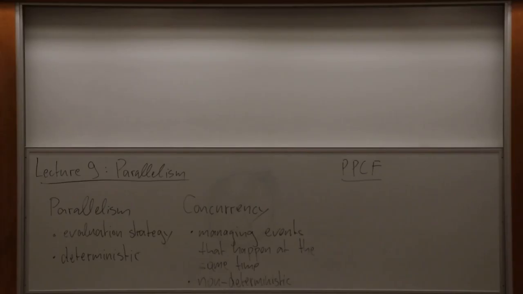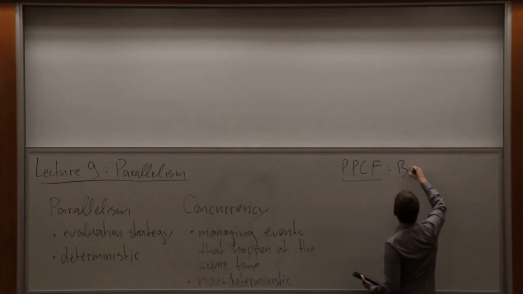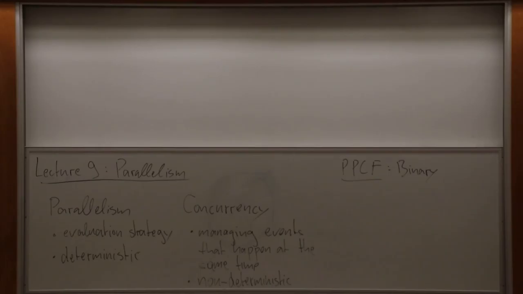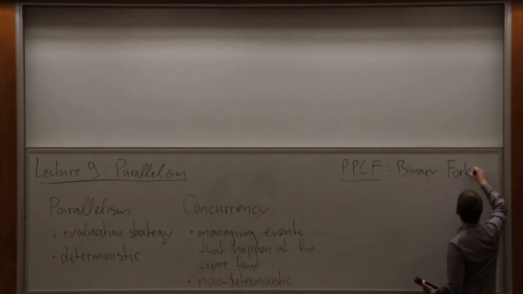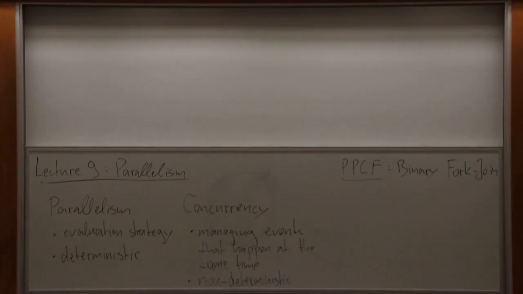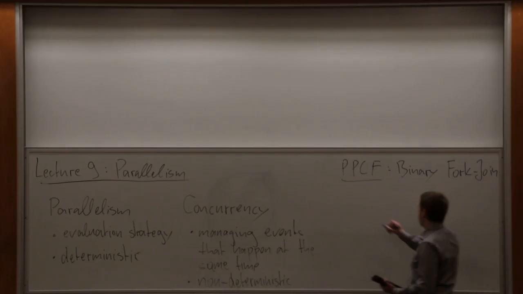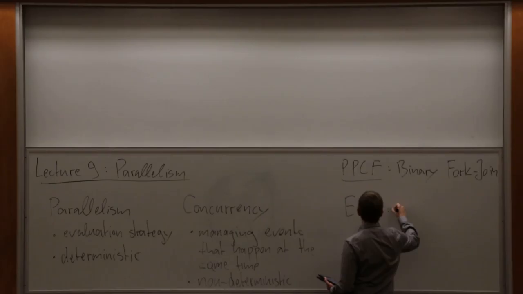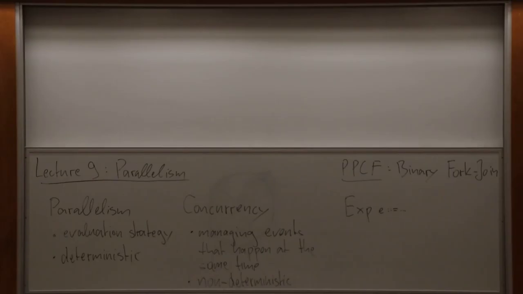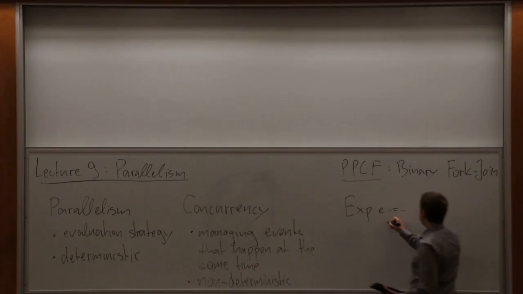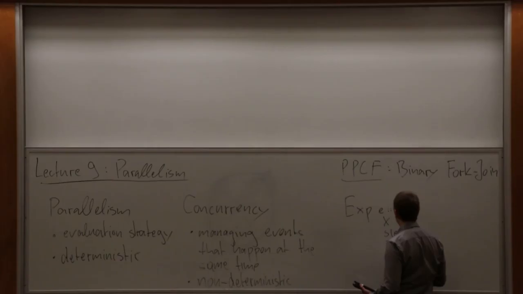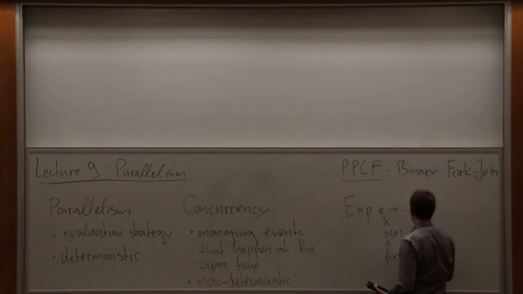Okay, so the language I want to use, I call it parallel PCF, the same as we did for the sums and products. We use the simplest form, binary fork join. Again, we could use something that's more realistic, but this already shows all the interesting points. So now we have, in our expression language, PCF.